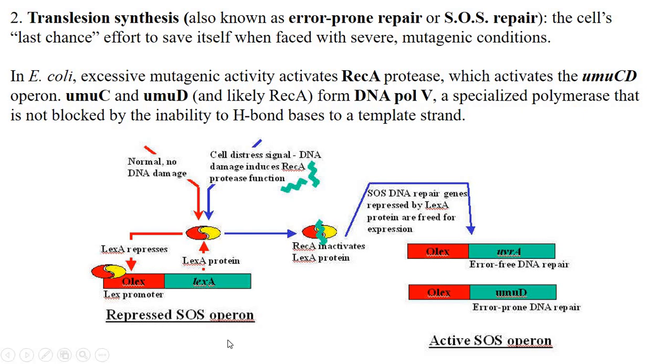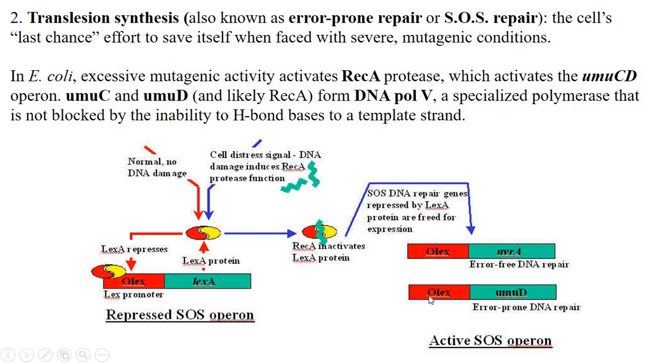So the operon is repressed. But when the cell is distressed, so it has a distress signal coming, the DNA damage induces this RecA protease function. What does that mean? Once the RecA protease is functional, it binds to LexA and inactivates it. When LexA is inactivated, these SOS DNA repair genes, which were repressed by LexA protein, are now free for expression. Because this repressor protein is not bound to the promoter region, the gene is activated.